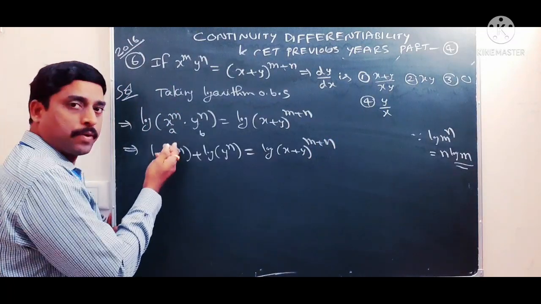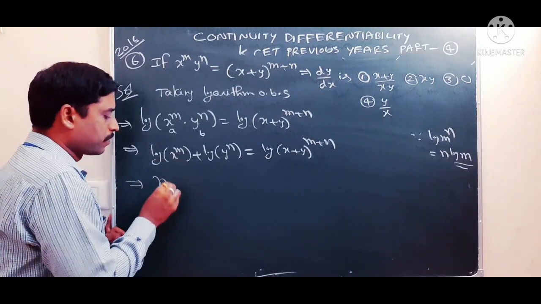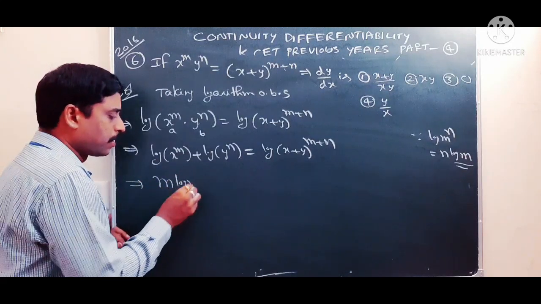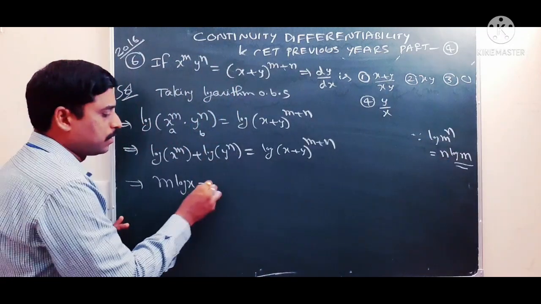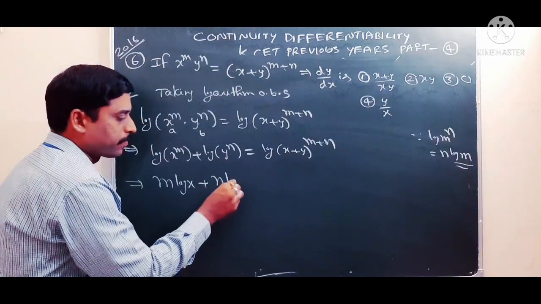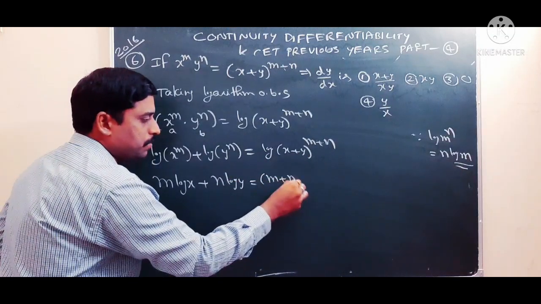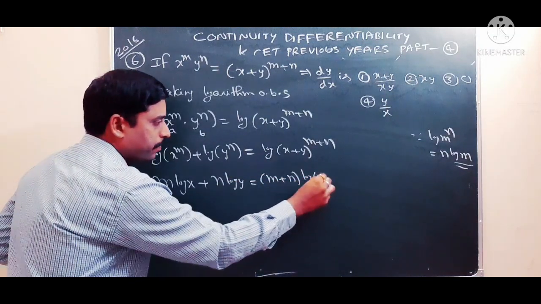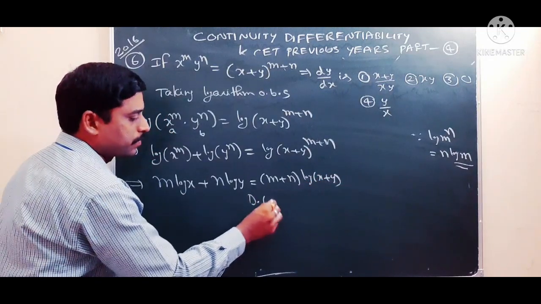Okay, log x to the power m, this would be m log x. According to this formula, this will be m log x. This also, n log y, is equal to m plus n into log of (x plus y). So now applying derivative on both sides.